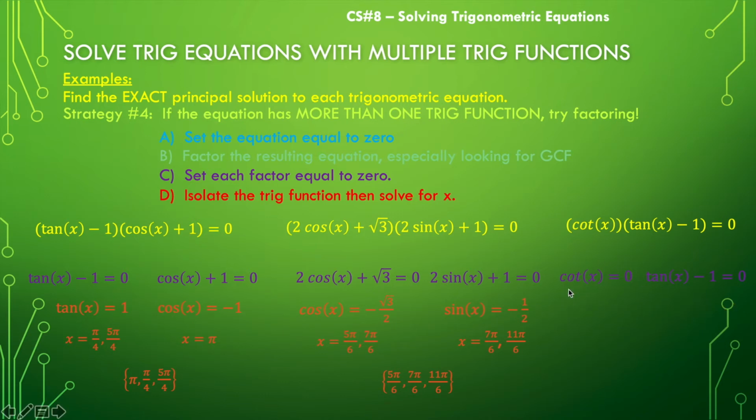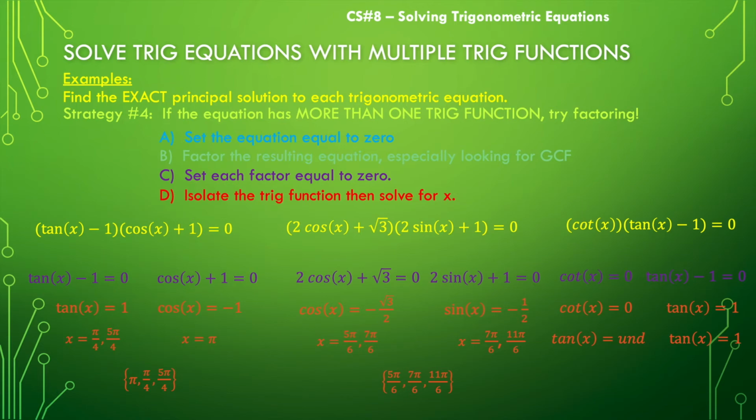When I've got a trig function that is cotangent, let's reciprocate that. So let's flip this upside down and make this tangent of x, and flip the 0 upside down and make that undefined. So where is the tangent of x undefined? And where is the tangent of x equal to 1?